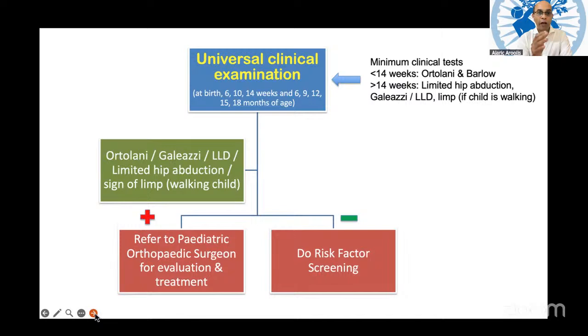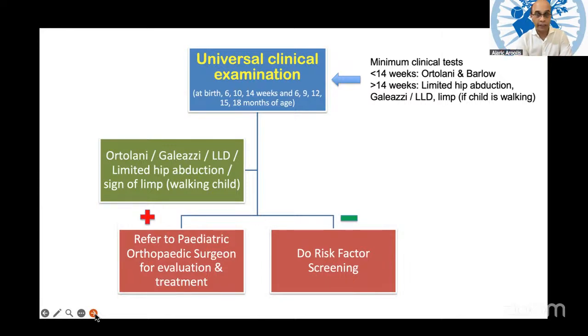So if you have a positive clinical examination, we say you straight away refer that patient to the orthopedic surgeon or the pediatric orthopedic surgeon for further evaluation and treatment. So this is for the pediatrician, neonatologist, or the healthcare worker sitting in that Well Baby clinic before they immunize the child, to do the simple clinical tests of the Ortolani, the Barlow, the Galeazzi, and the limited hip abduction test. If these children don't have a positive clinical sign, any of these 4, and then we talk of risk factor screening.